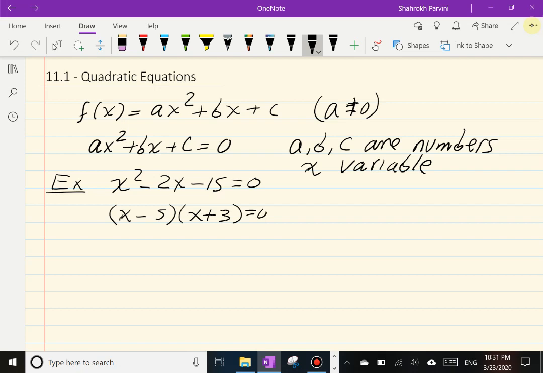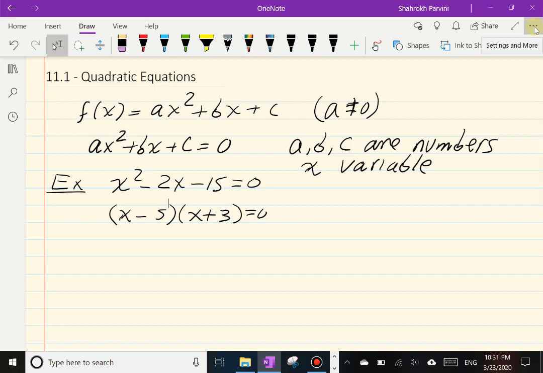Now, remember how the factored form goes. To get the factored form, we're looking at two numbers whose product is negative 15, this number right here, and the same two numbers need to add to the coefficient on x, which is negative 2. So in this case, negative 5 and 3 are the two numbers. Their product is negative 15, and the sum of 3 and negative 5 makes negative 2, which is the coefficient on the middle term. So there we have the factored form.